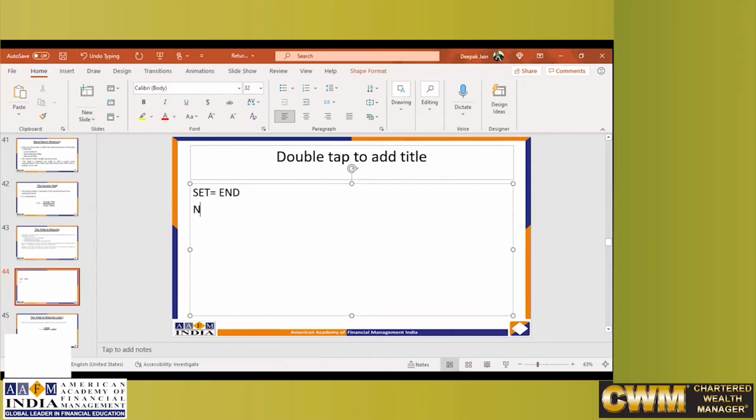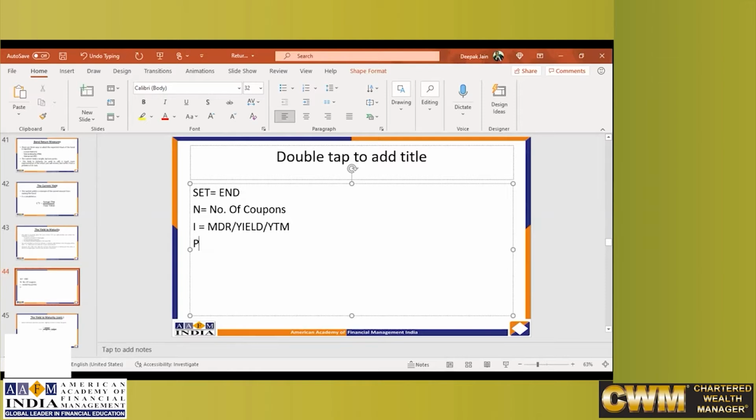What is N? N is equal to number of coupons. कितनी बार कूपन पेमेंट हुई, इंटरेस्ट पेमेंट हुई, वो N हो गया. I is equal to market discount rate. Some people call it yield, some people call it YTM. So it's actually the current rate which new bonds are giving. The current IRR of the new bonds is market discount rate.